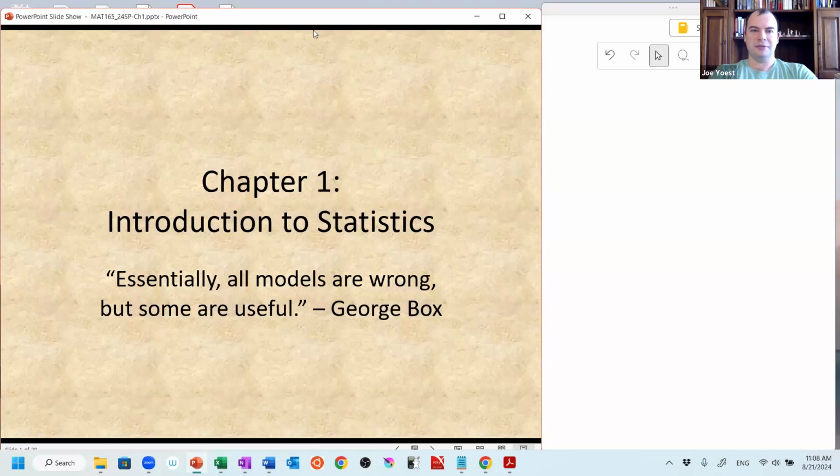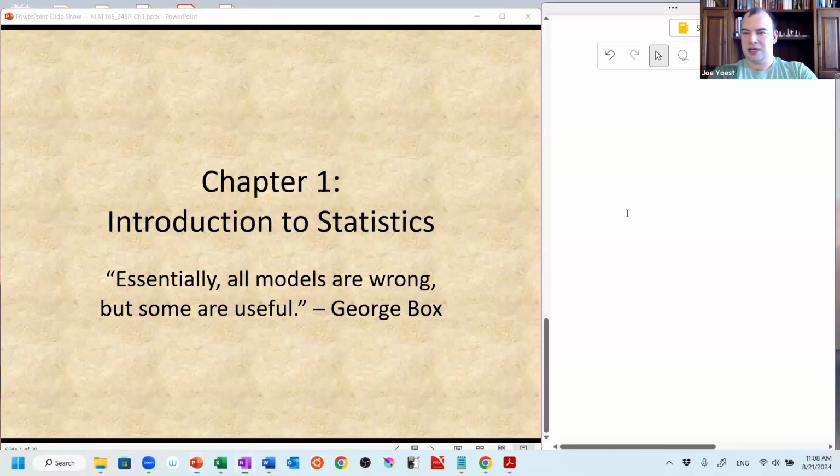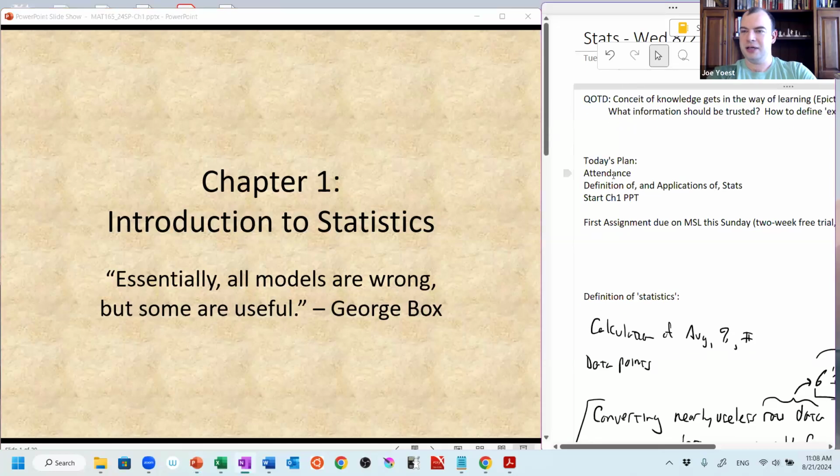All right, so we have the chapter 1 PowerPoint. Again, I posted this in chat earlier. It's also on the Blackboard site, so you can get it there as well. And oops, I did forget the quote of the day for today.